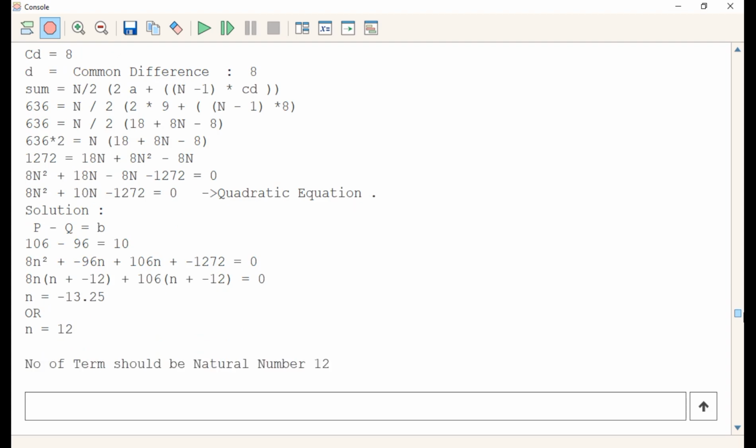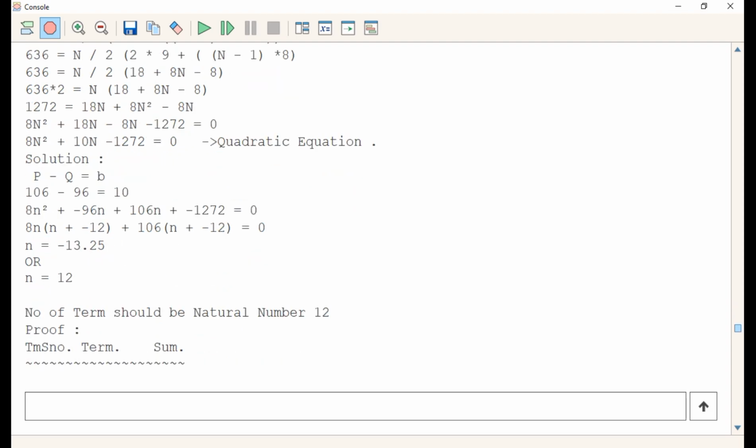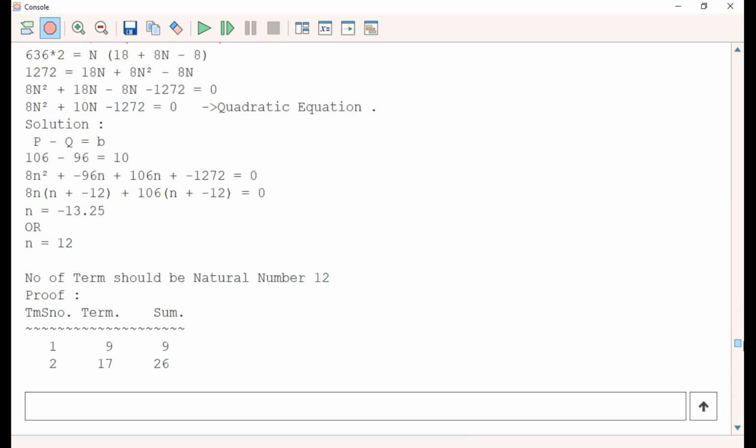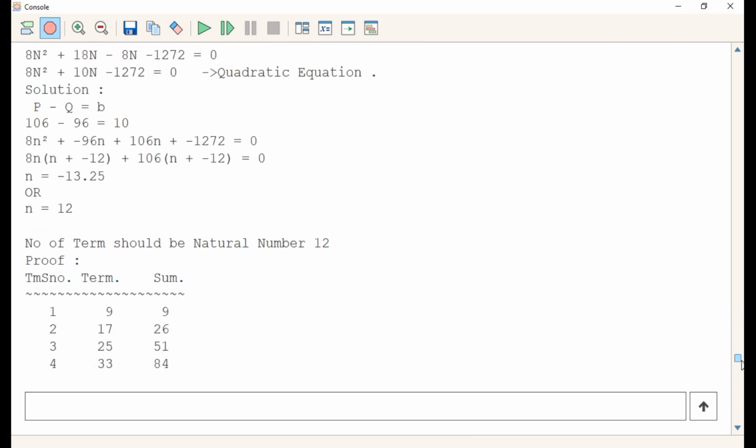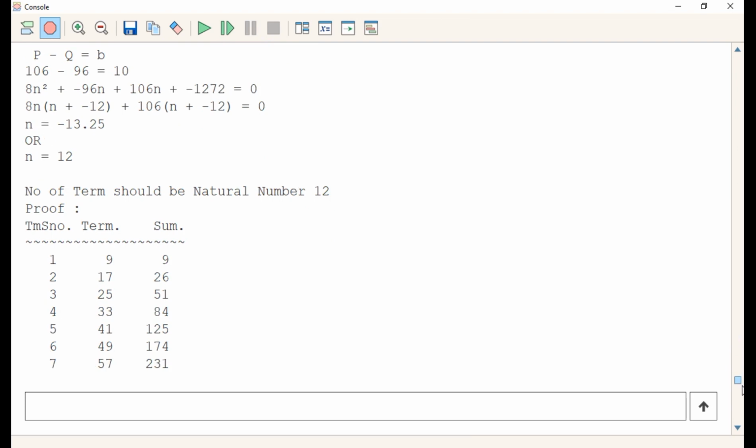To prove that the answer is correct, the subprogram named manual calculates and displays the term serial number, term, and sum of terms up to the term serial number in each row. When the sum gets equal to 636, the program loop terminates.